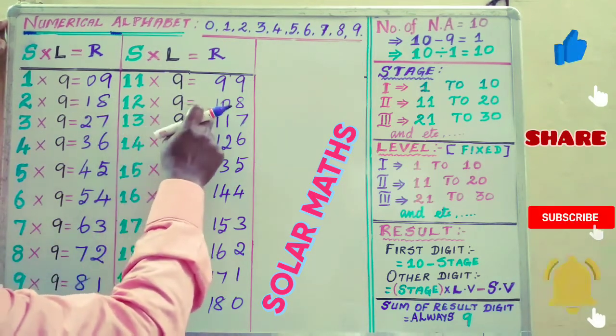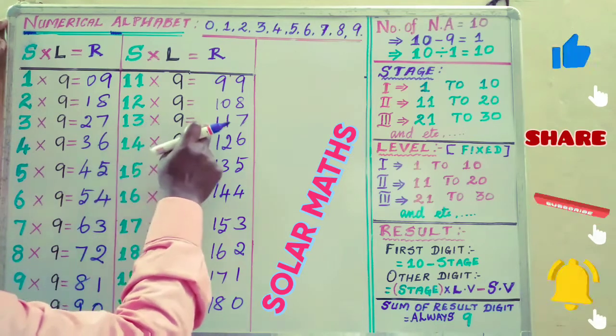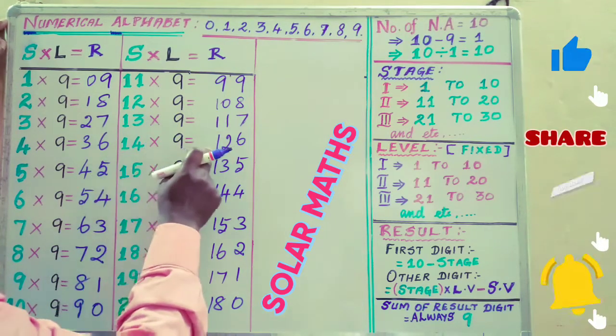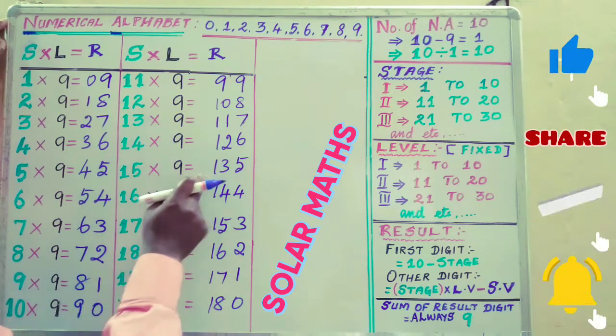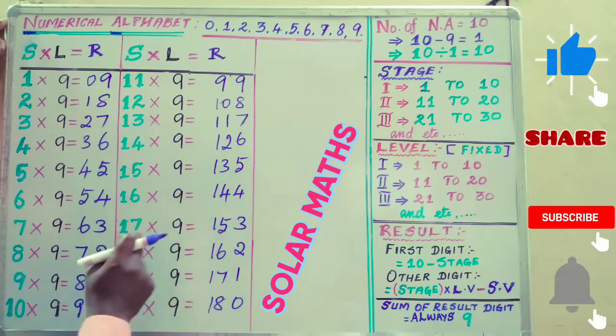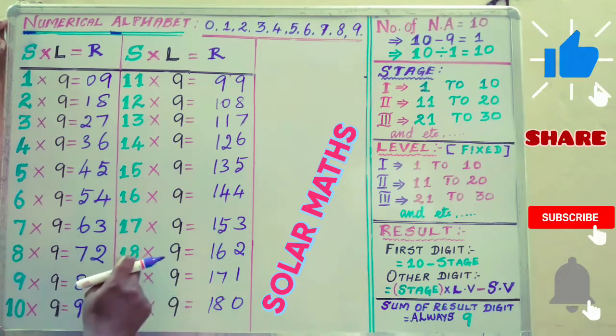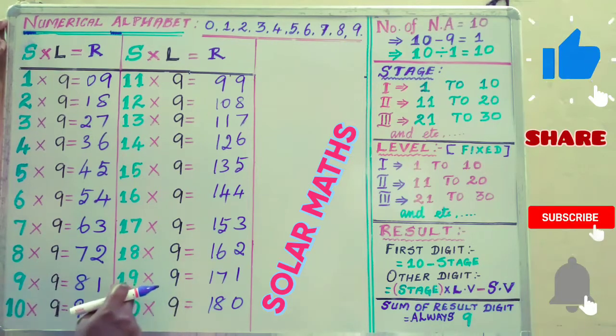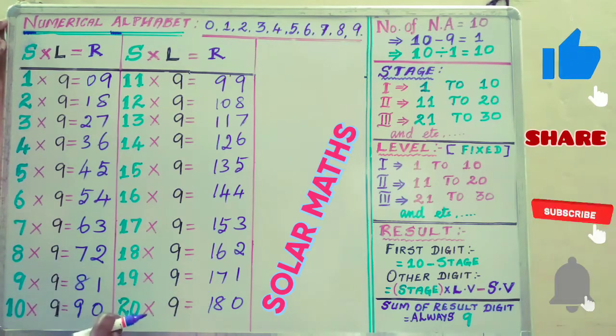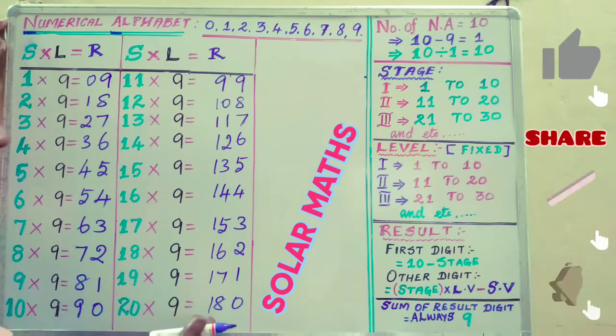12 minus 2 is 10. 13 minus 2 is 11. 14 minus 2 is 12. 15 minus 2 is 13. 16 minus 2 is 14. 17 minus 2 is 15. 18 minus 2 is 16. 19 minus 2 is 17. 20 minus 2 is 18.